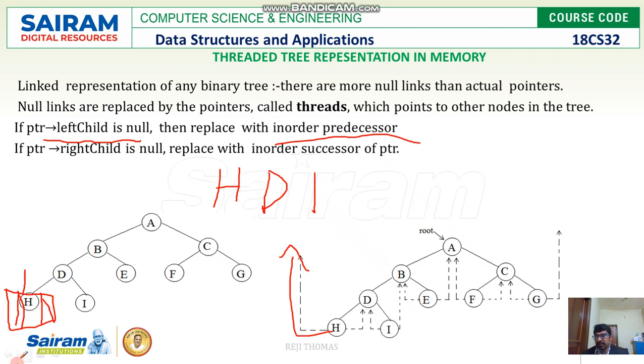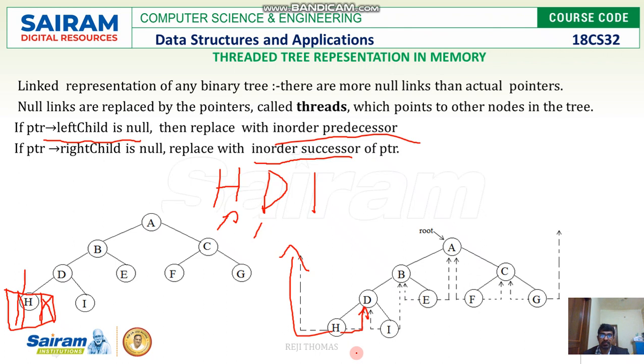Now think that if the right child is null, the right part is null. So again, if you take H, H does not have any right child. If that's the case, you should see that this part is replaced with the in-order successor. So what is the successor for H? If it is in-order, the first node is going to be H, then D. So for H, the successor is going to be D. See, we got this.